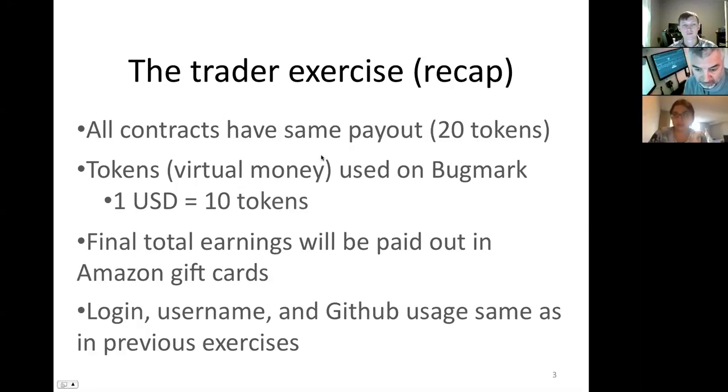The next few slides are going to show you all the things that remain the same from the funder exercise. Again, all contracts have the same payout of 20 tokens. Tokens are virtual money used on Bugmark, and the exchange rate with US dollars is $1 equals 10 tokens. The final total earnings that you have earned through all 3 exercises will be paid out in the form of Amazon gift cards at the end of the study. Login, username, and GitHub usage remain the same as in previous exercises.